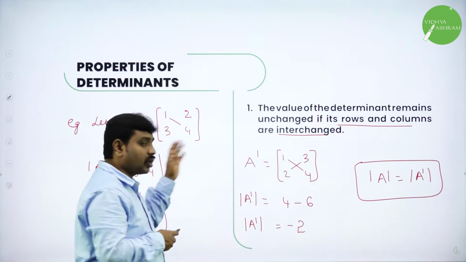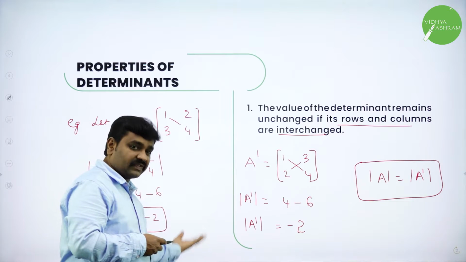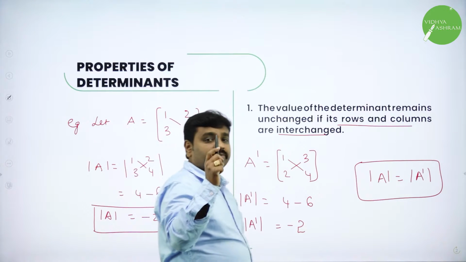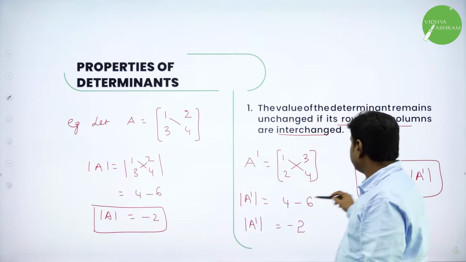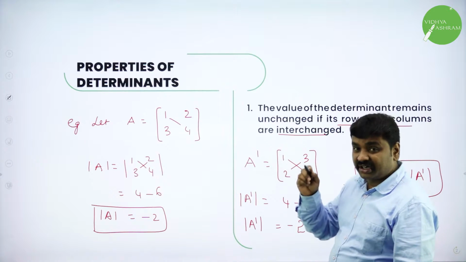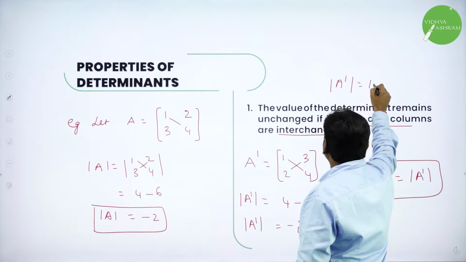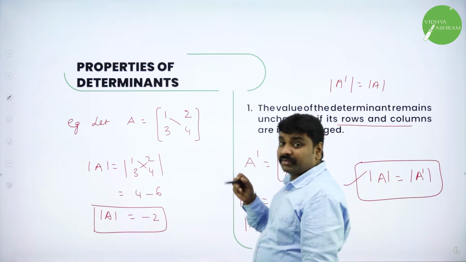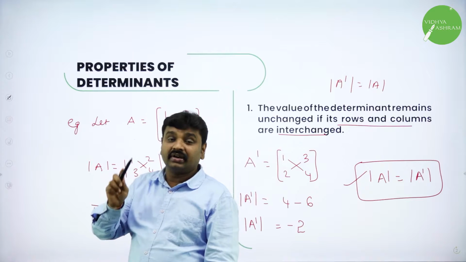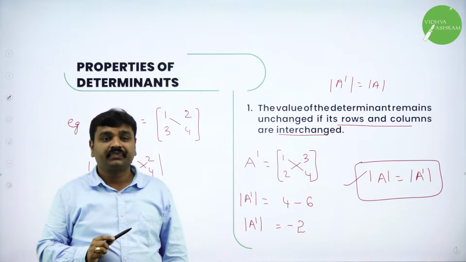When you change the rows to columns and expand, you will get the same value. So, one of the important properties. You can also remember the property like this: determinant of A is determinant of A dash, or determinant of A dash is determinant of A. Means what? The value of the determinant remains unchanged when its rows and columns are interchanged.